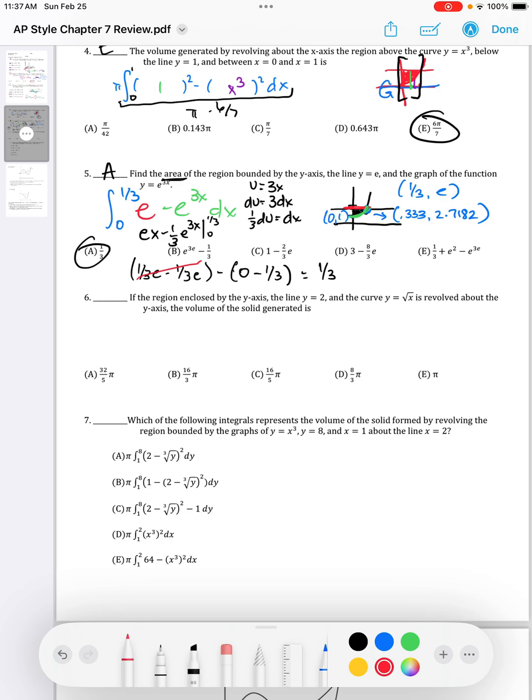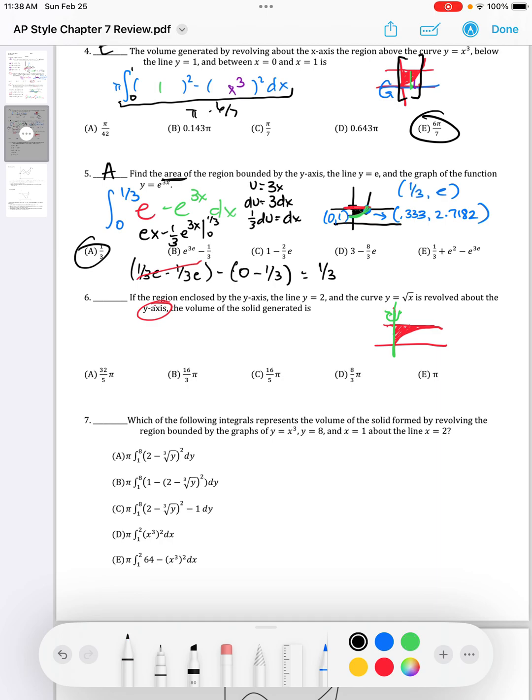All right, next one. The region is enclosed by the y-axis, the line y equals 2, and the curve y equals the square root of x, revolved around the y-axis here. Okay, so this is our first vertical one. So we have square root of x, and then the y-axis and the line y equals 2. So we're rotating this piece, and we're going to rotate it around the y-axis.